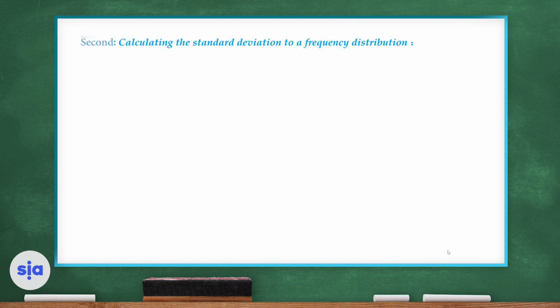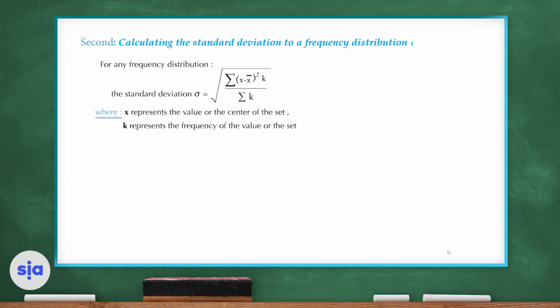Second, how to calculate the standard deviation to a frequency distribution. For any frequency distribution, the standard deviation is square root of the summation of x minus x bar all squared multiplied by k over the summation of k, where x represents the value or the center of the set, where k represents the frequency of the value or the set. Summation of k is the total frequency, where x bar is the summation of x times k over the summation of k.